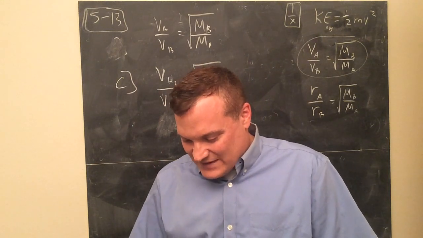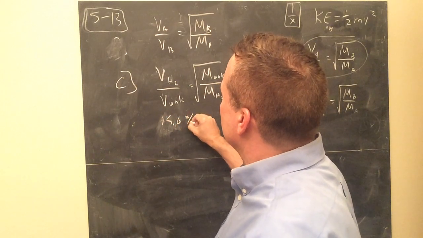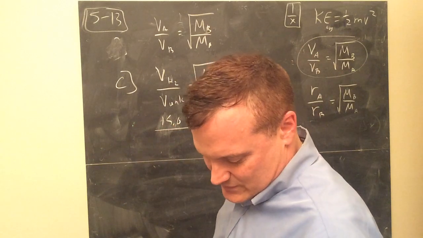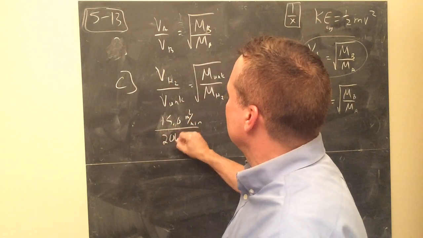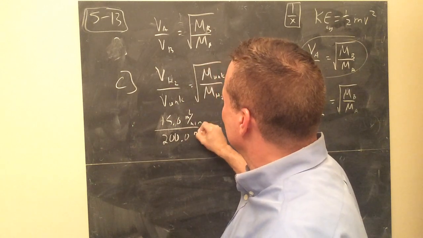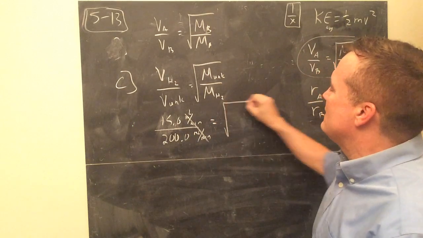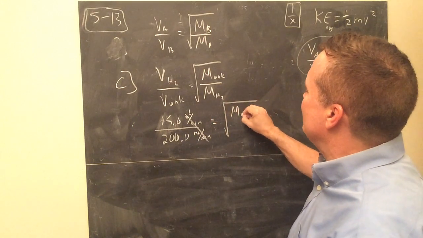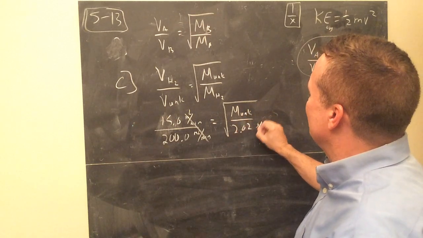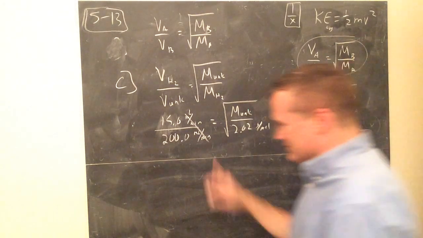Okay. 15 milliliter per minute is hydrogen's, divided by, and what's the other one? 200 milliliter per minute, 200.0. So, equals the square root of the mass of the unknown, which we don't know, and now I can put in my 2.02 gram per mole there.